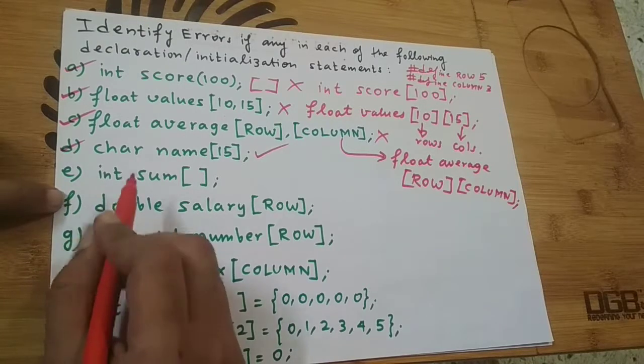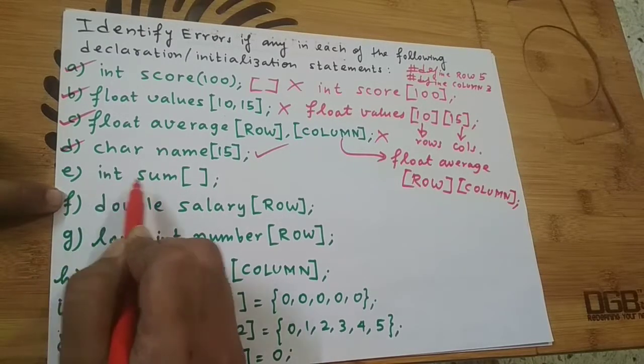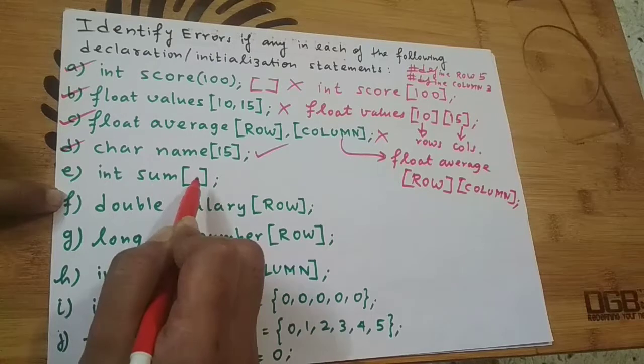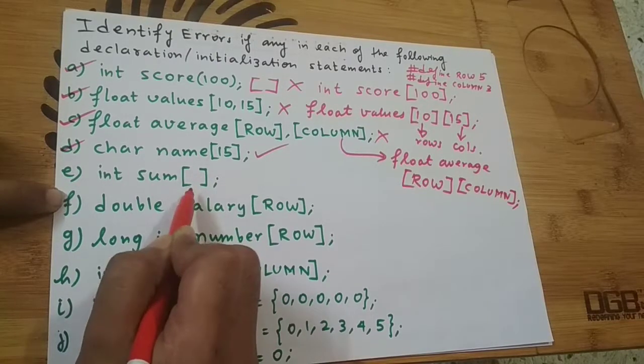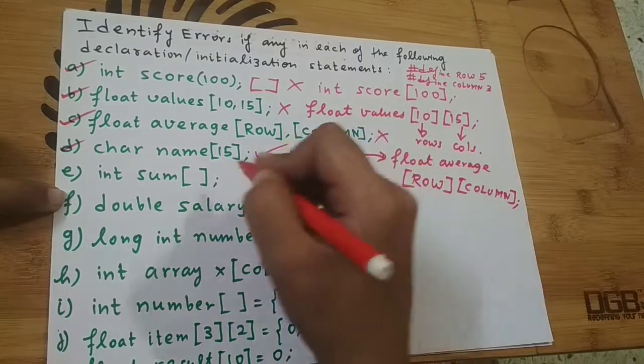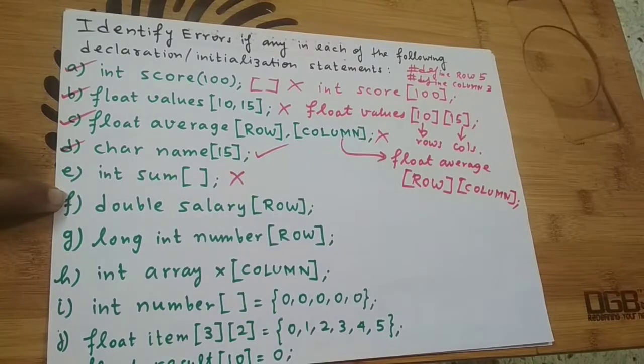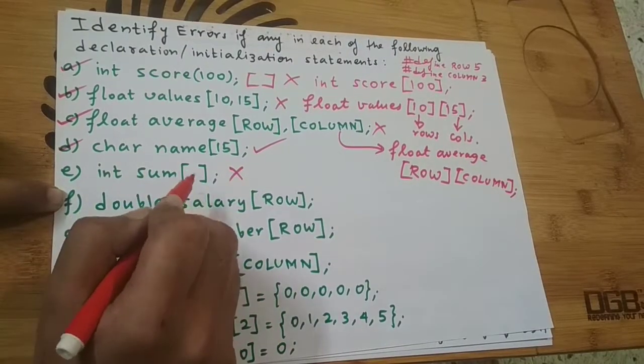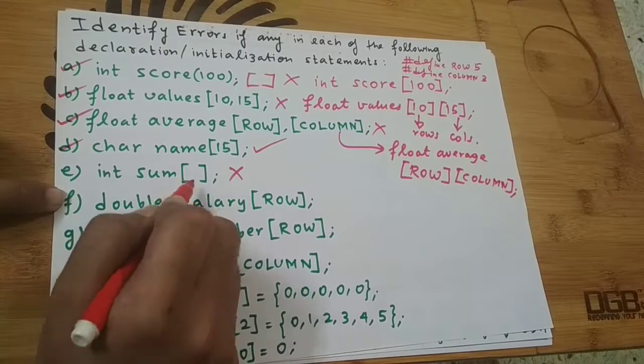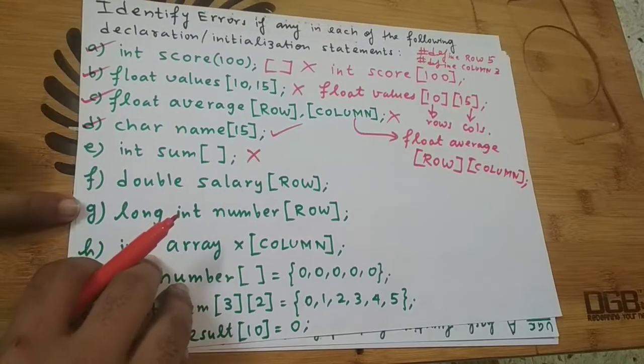Now let's look at this one. Now here, this is interesting. I have the data type, I have a valid identifier, but I have a pair of box brackets which is empty. So this is not allowed. You cannot leave the box brackets empty. You have to give it a value. You have to give it a positive integer value. So this is incorrect.